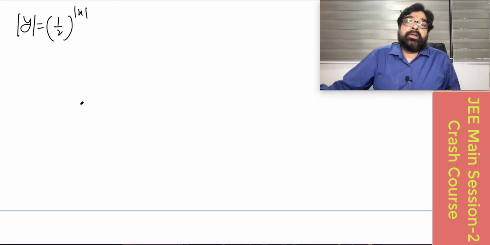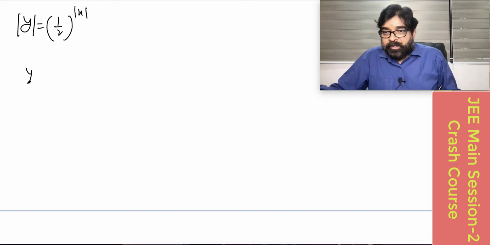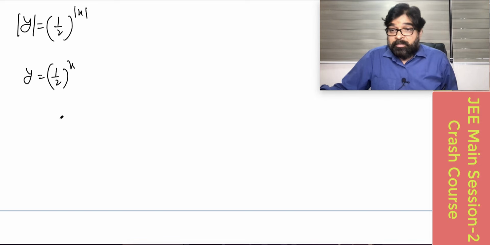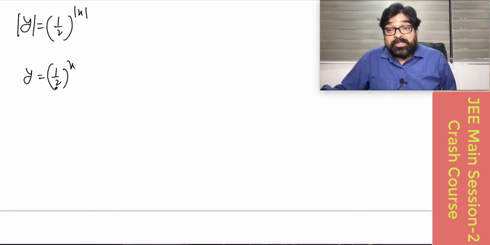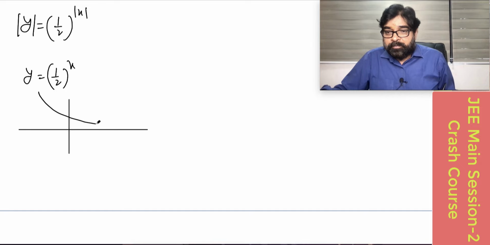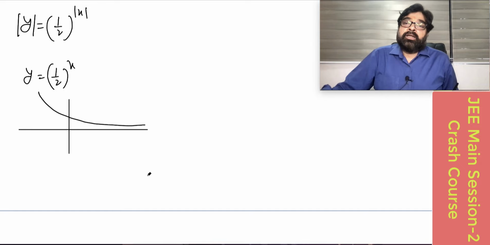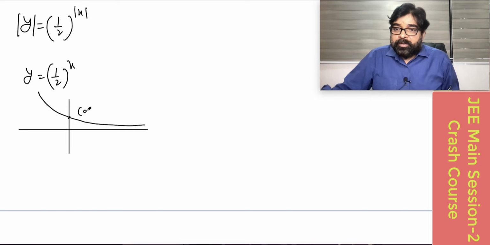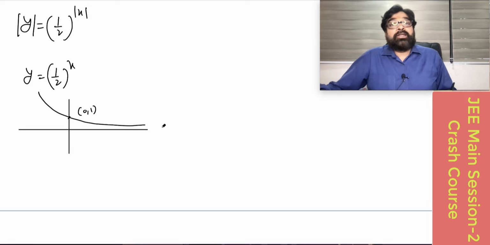Both are same. First remove all the mod. So what you'll get? y equal to 1 by 2 power x. 1 by 2 power x graph. How to draw? By basic graph y equal to a power x, when a lies between 0 and 1. Remember everybody, that is a decreasing graph used to come. Yes, this is 0, 1. Now what they want?